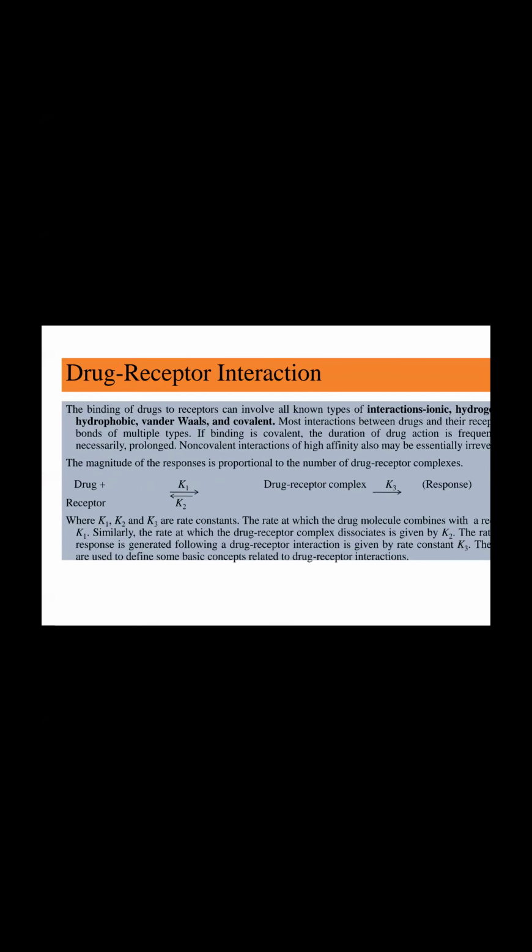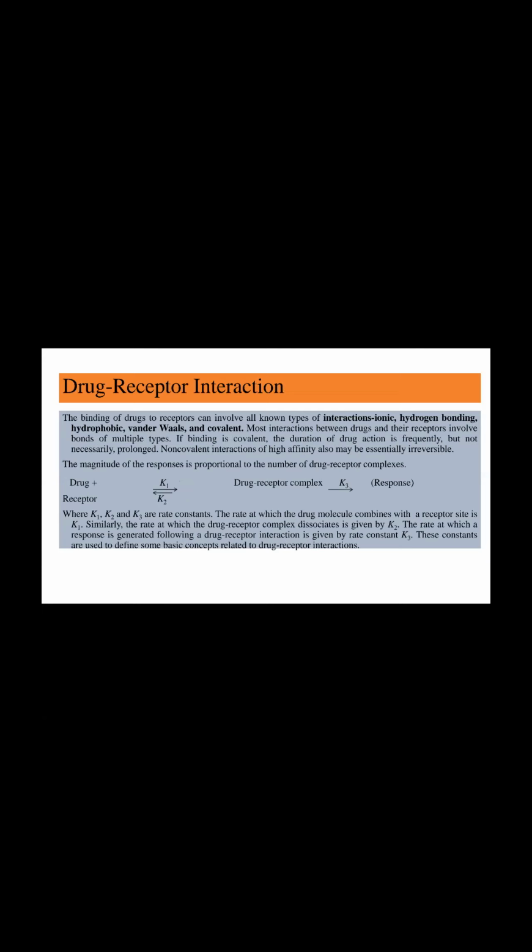Now this is very important: drug receptor interaction. What happens when the drug comes in contact with the receptors? What happens when both come in contact with the cell and how is the action produced? The binding of the drug to receptors can involve all known types of interaction. Some binding has to happen between the drug and the receptor, and only then will they be able to come in contact with the cell. So what are the bonds that happen between the drug and the receptors?